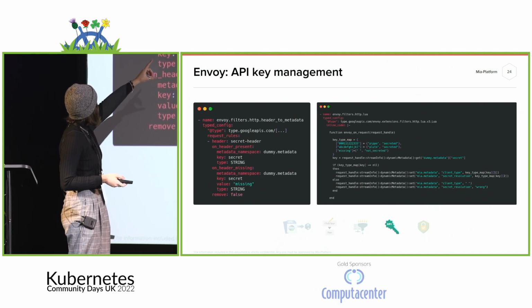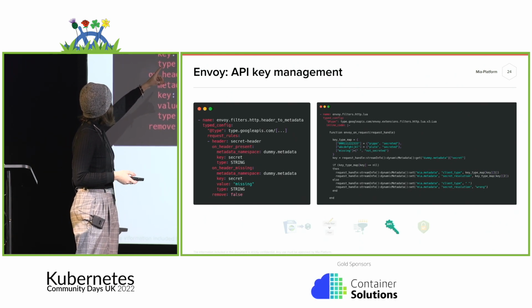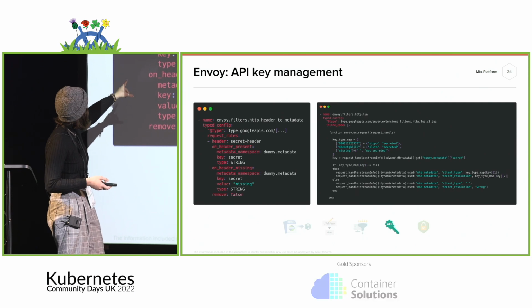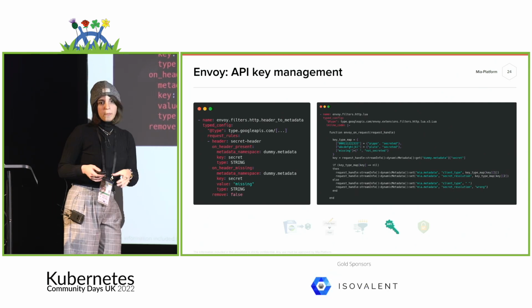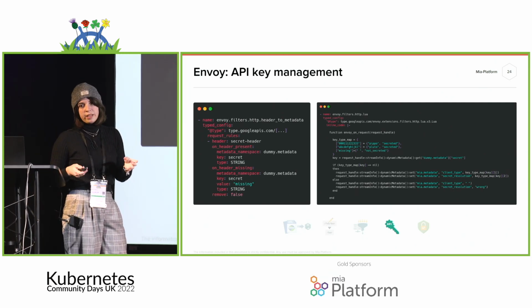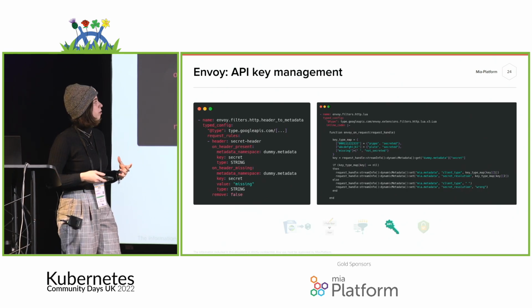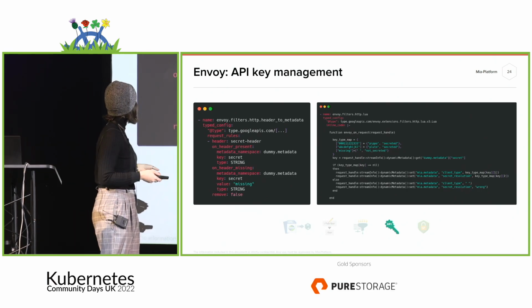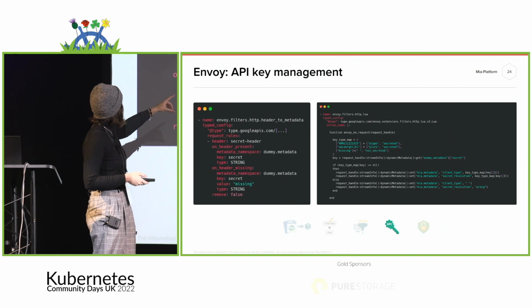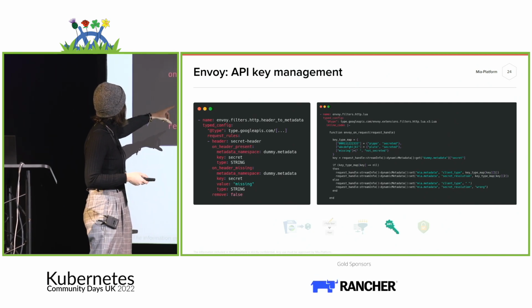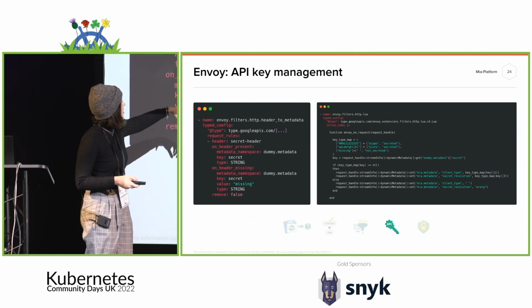So in this case, we are extracting the secret from the header called secret header, and we are saving it in the dummy metadata. Metadata in Envoy is some data that can be exploited and leveraged throughout the whole configuration. And in this specific case, if the header is missing, we are saving the value missing in the metadata.